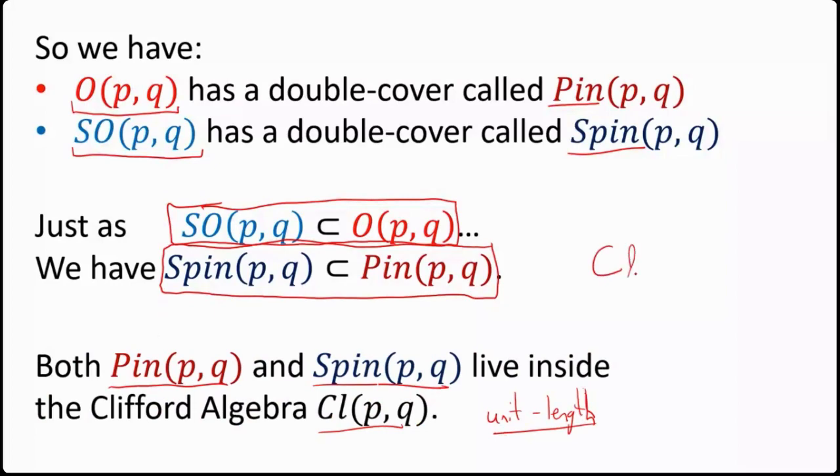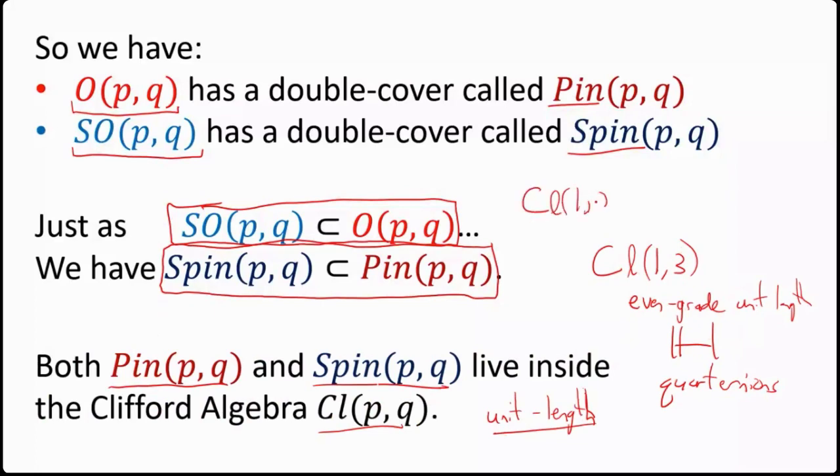So remember Cl 1-3, the even grade unit length are literally just quaternions, which I think are called H for Hamilton. So spin groups are like Cl 1-2. I don't know if it's 1-3. So that's an interesting point. It's a notation thing. Cl 1-2.